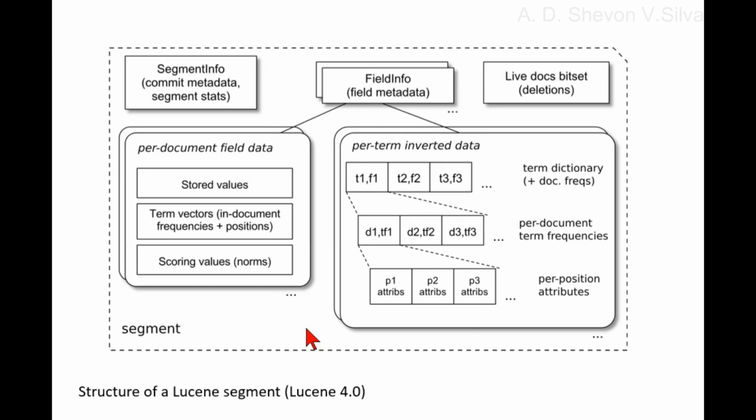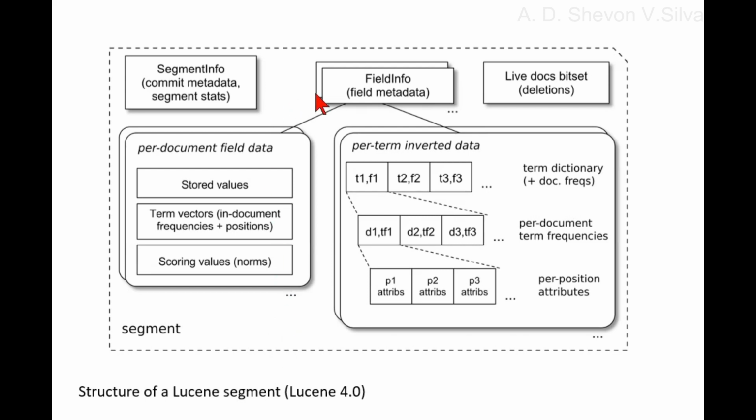This kind of strongly typed storage is used, for example, to store per-document, per-field weights, so-called norms, and they typically correspond to the field length normalization factor that affects scoring.